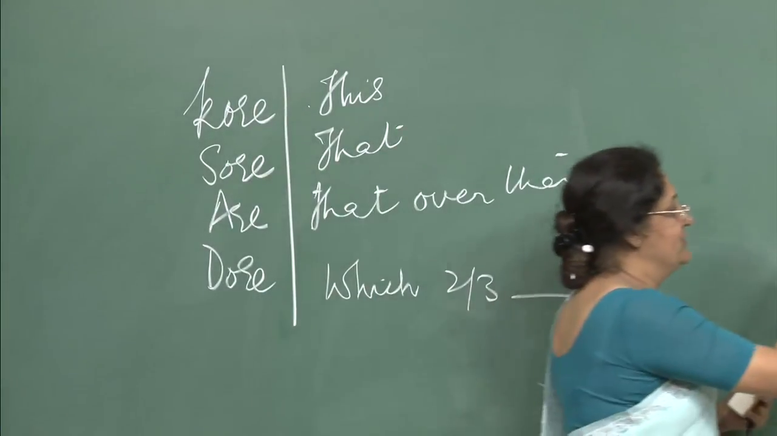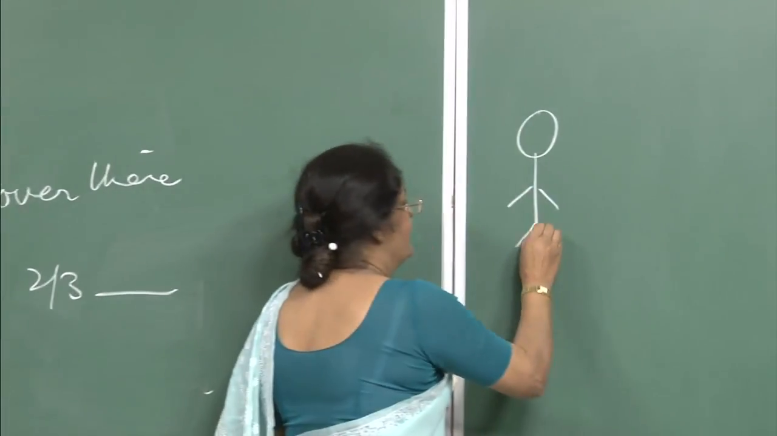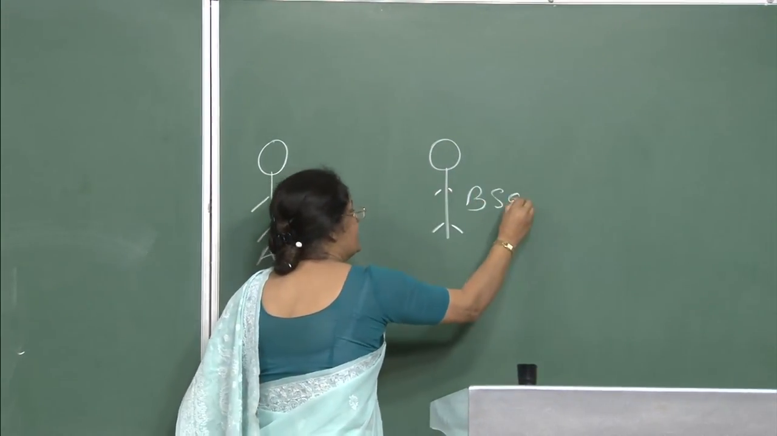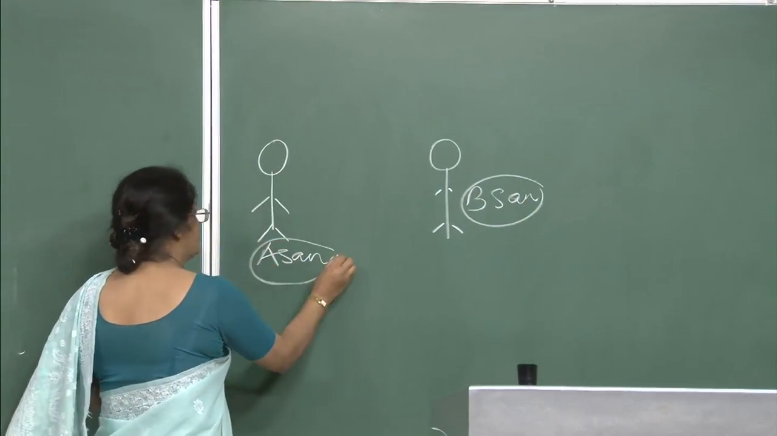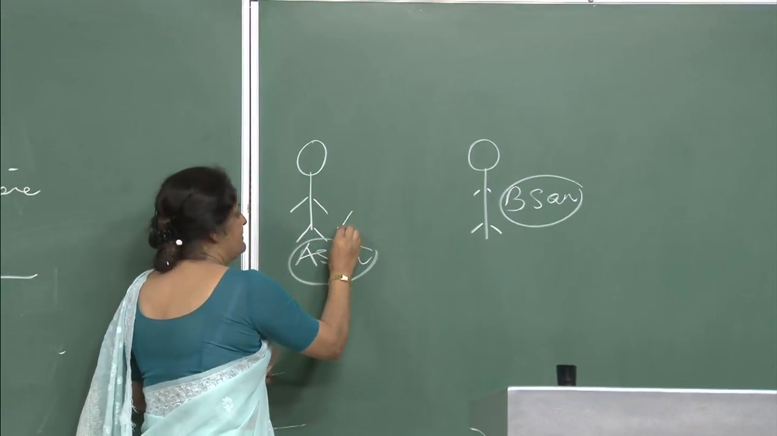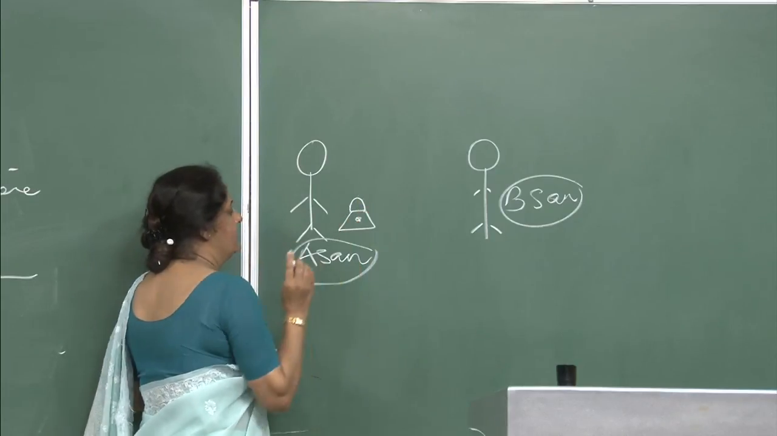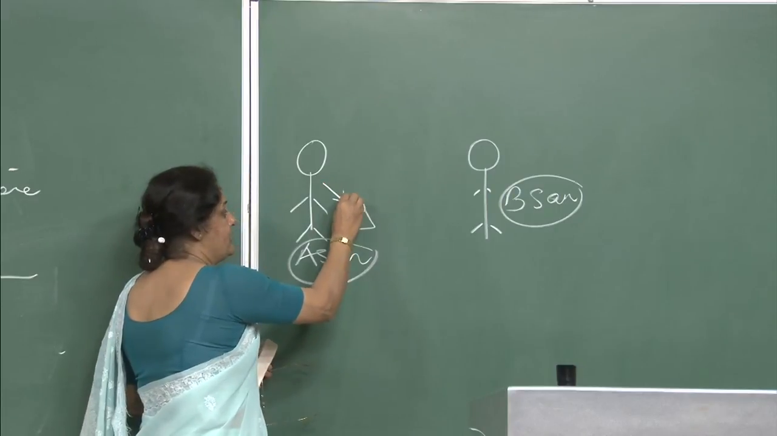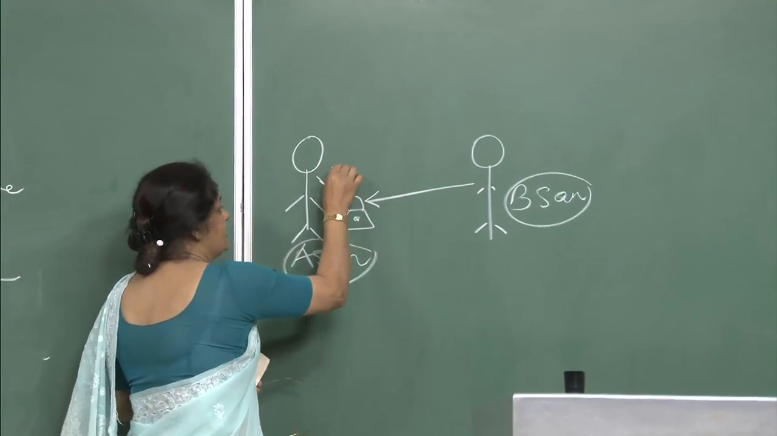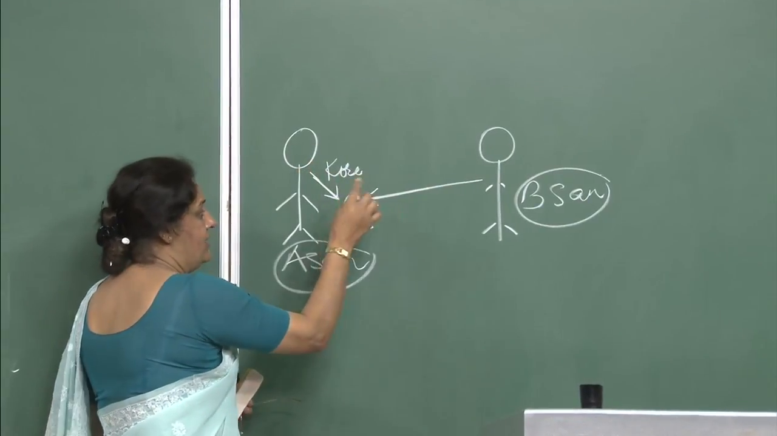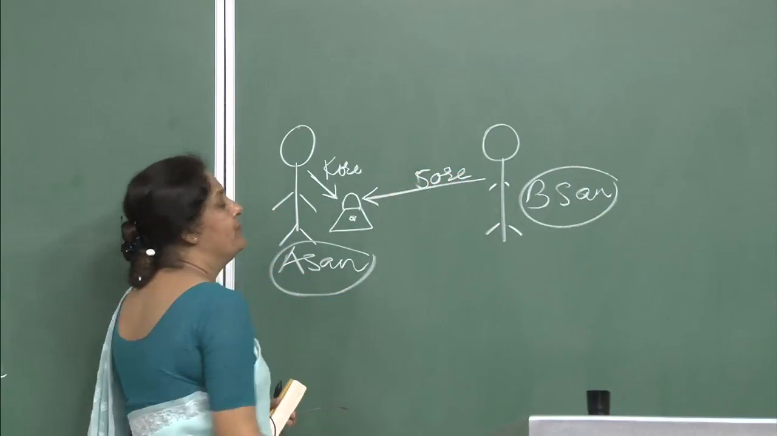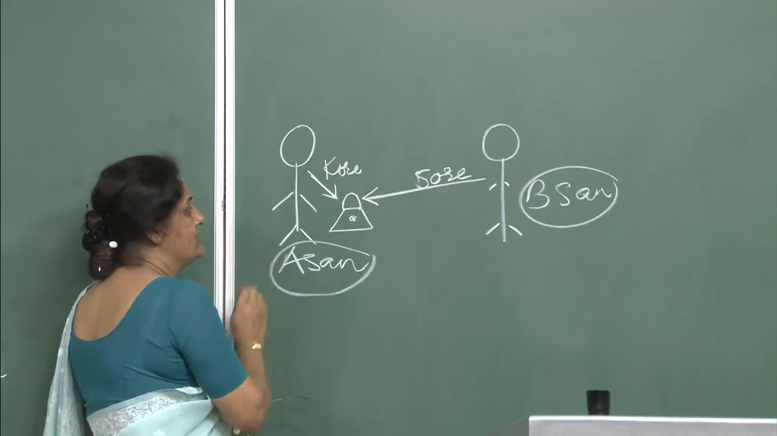So now, for example, this is person 1, A-san. This is B-san. Over here and here. Now, something which is close to A-san, for example, this is a bag. This is close to A-san, but it is far away from B-san. So, well, this is kore for A, but sore for B.